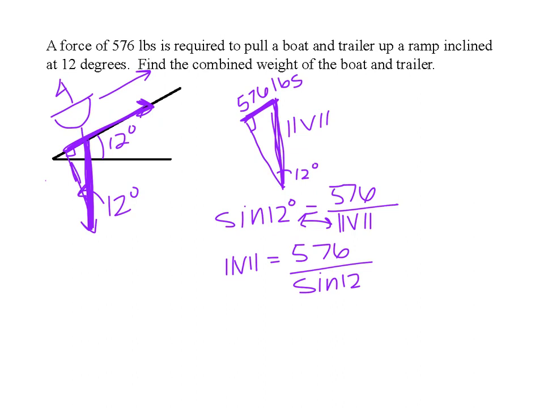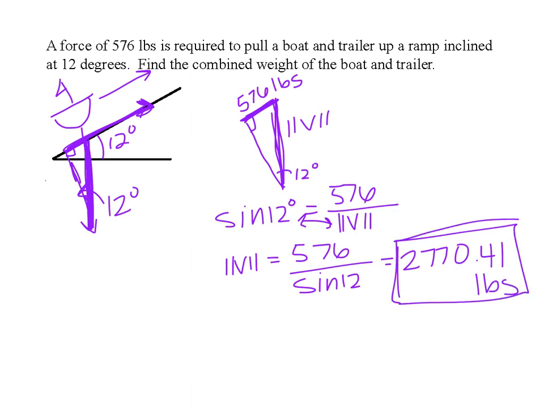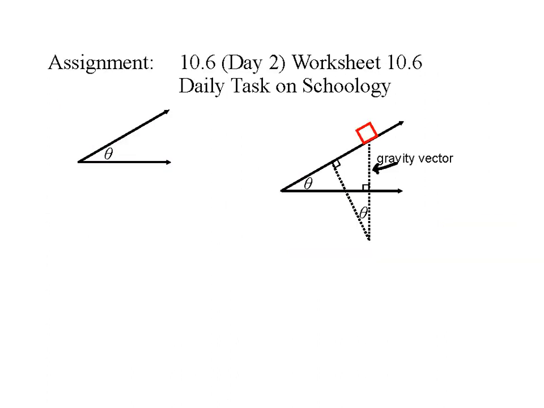576 divided by sine 12, and you get 2,770.41 pounds. So the weight of that trailer and boat should be 2,770.4 pounds. Hopefully, as you're doing these, you're checking to make sure whether or not your answers make sense. That should about do it.